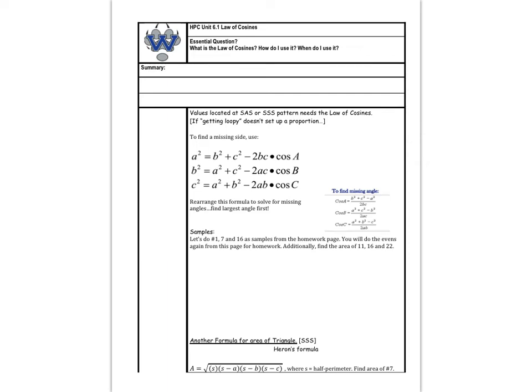Hello folks, here we go with 6-1 notes, and first thing I'd like you to notice is that to find a missing side, this thing that's called the law of cosines actually looks very much like, and here are actually 3 different versions, it looks very much like the Pythagorean theorem, with the exception that each one has this little extra piece on it. And this extra piece is the extra fudge factor we need to allow this idea to be used with non-right triangles.